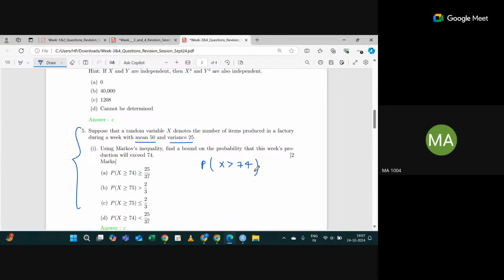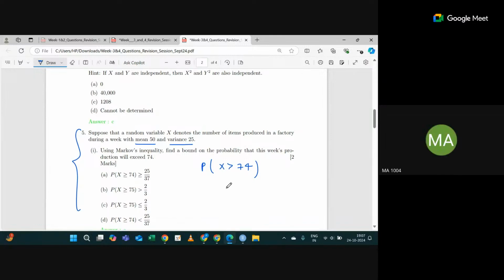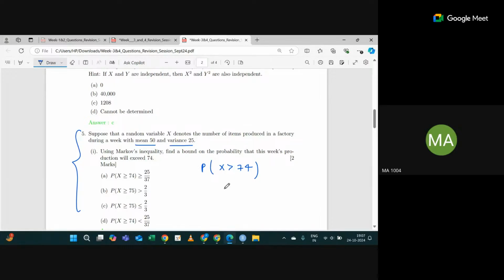If we are not able to calculate the exact probability, Markov inequality and Chebyshev inequality are helpful at least to get a bound for that. Are you getting my point? Yes, sir. So what will be the correct answer here? A? B? D? C. Yes, C is the correct answer.